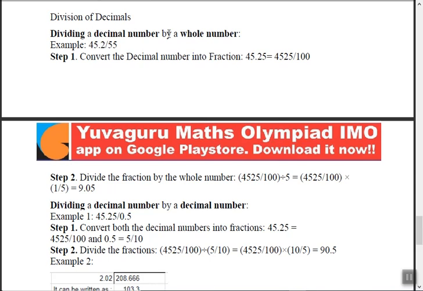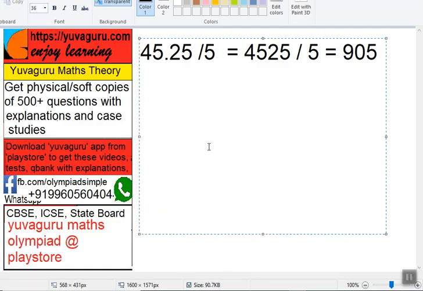Division of a decimal number by a whole number means what? Simple. 45.25 divided by 5 equals to what? Okay, so it becomes very simple. There was a printing mistake there. Do as simple as 4525 divided by 5.